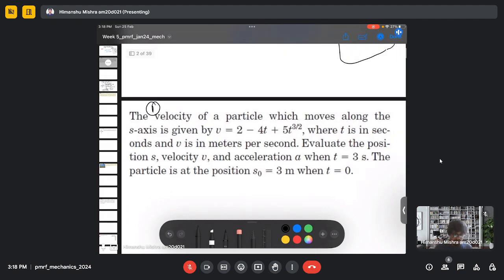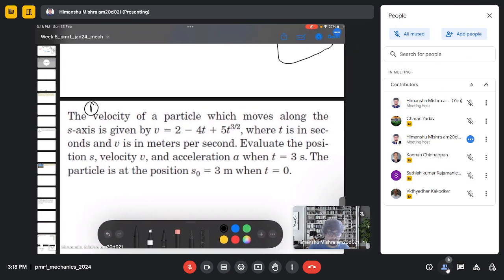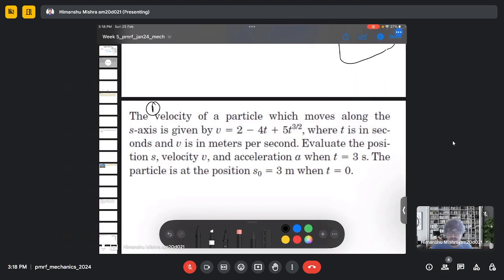So let's move to the first question. Here the velocity of a particle which moves along the s-axis is given by v equals 2 minus 40 plus 5t to the power 3 by 2, where t is in seconds and v is in meter per second. Evaluate the position s, velocity v, and acceleration a when time t equals 3 seconds. The particle is at the position s naught 3 meter when t equals 0.